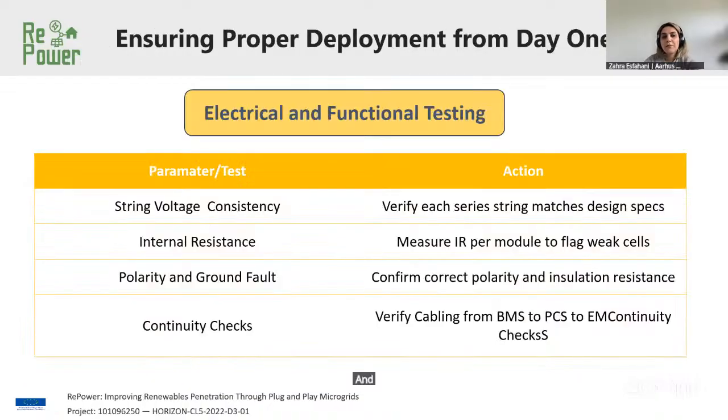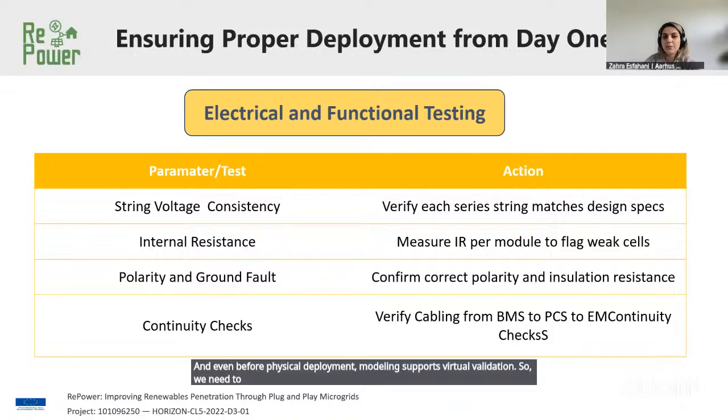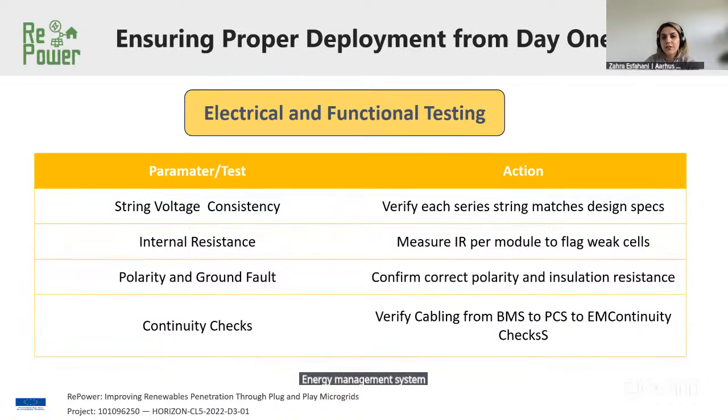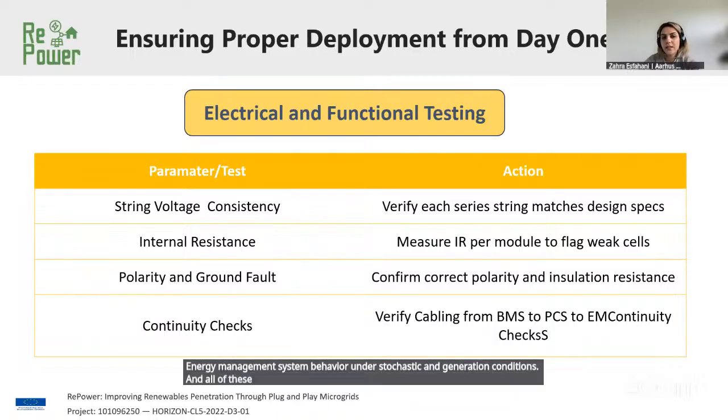And even before physical deployment, modeling supports virtual validation. So we need to simulate functional behavior using digital twins or hardware-in-the-loop setups, BMS fault response to over voltage, over current, or thermal events, and energy management system behavior under stochastic load and generation conditions. All of this pre-testing will reduce commissioning risks and ensure that the field deployment matches the designed operating envelope.